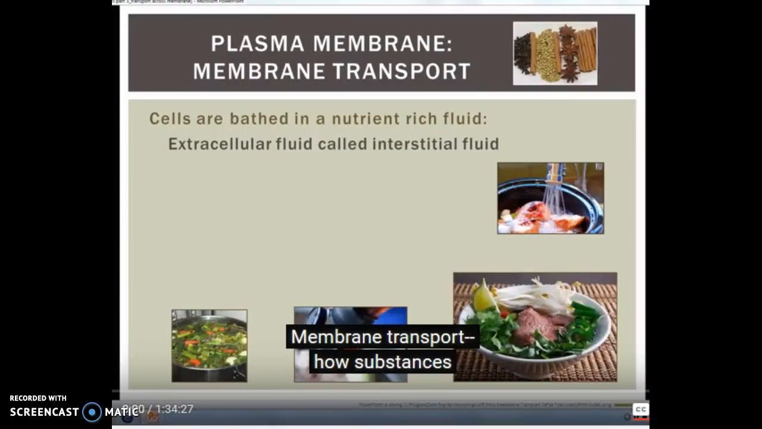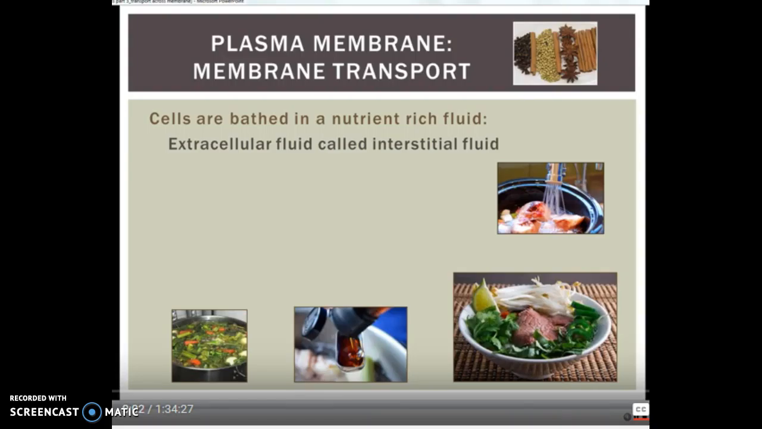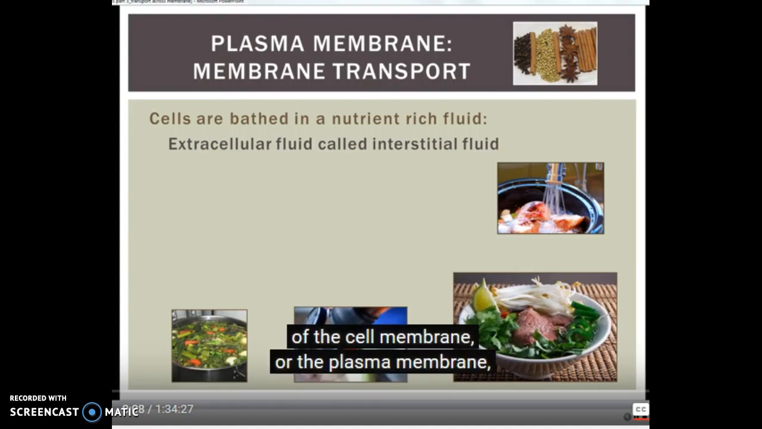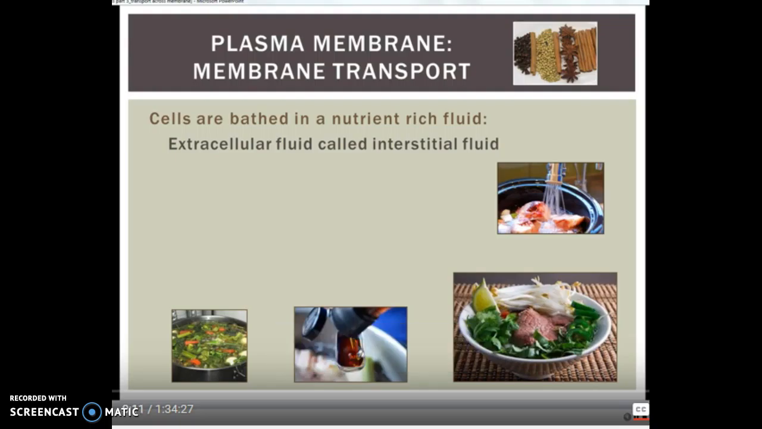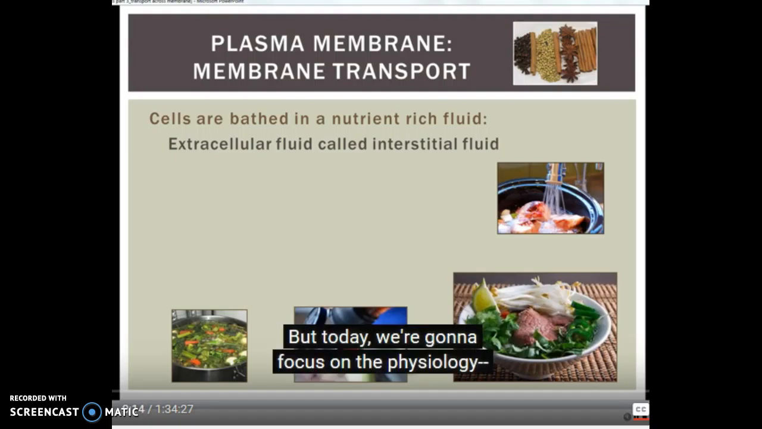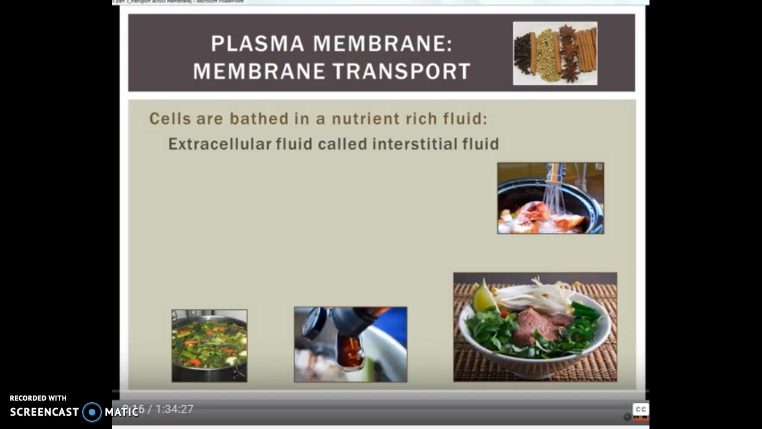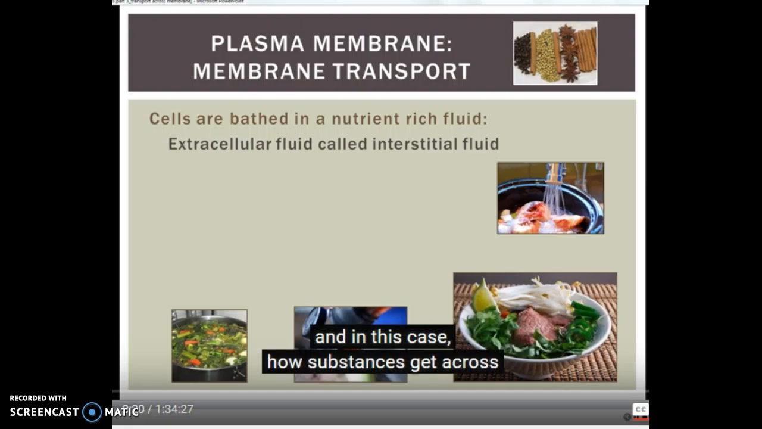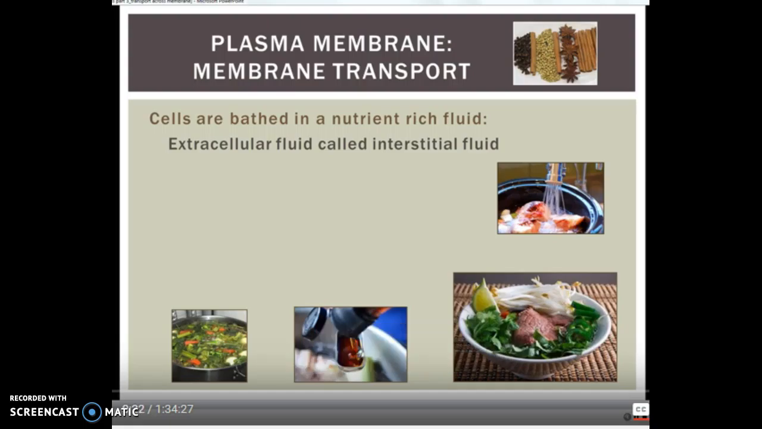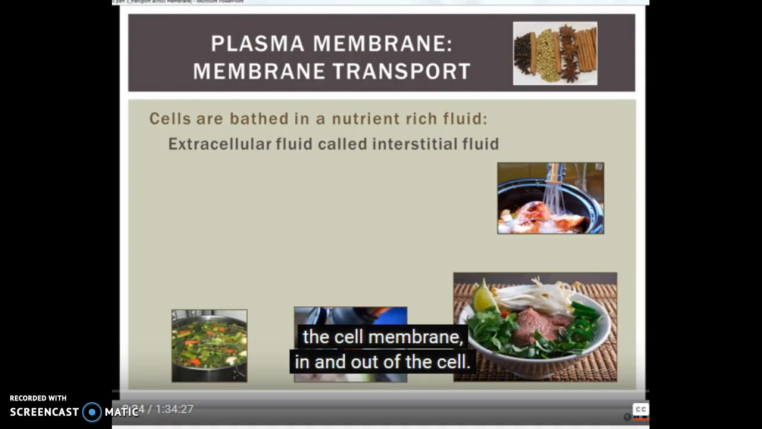Membrane transport: how substances get in and out of cells. So far we focused on the anatomy of the cell membrane, or plasma membrane, that phospholipid bilayer with embedded proteins. But today we're going to focus on the physiology. In other words, the function, and in this case, how substances get across the cell membrane, in and out of the cell.